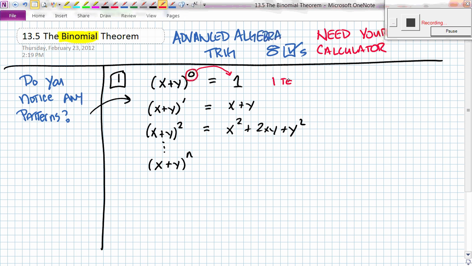1 term. What's the exponent here? How many terms produced? 2 terms produced. How many here? 1, 2, 3. 3 terms. So what's the moral of this story, ladies and gentlemen? If the exponent is n, there are n plus 1 terms. Good. We got it down. Okay, cool. All right, great.